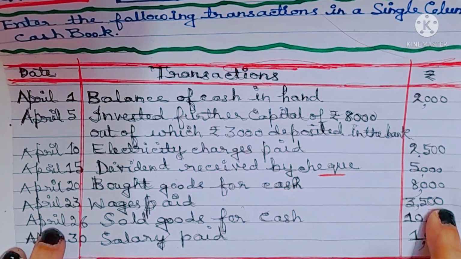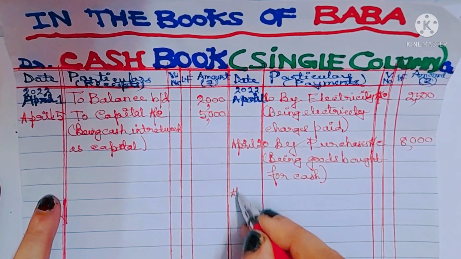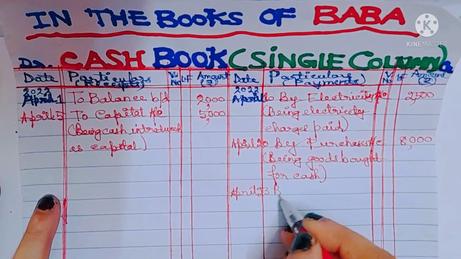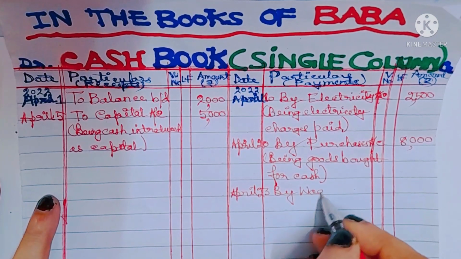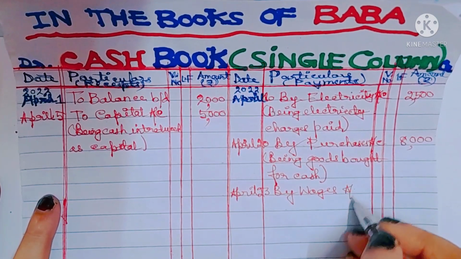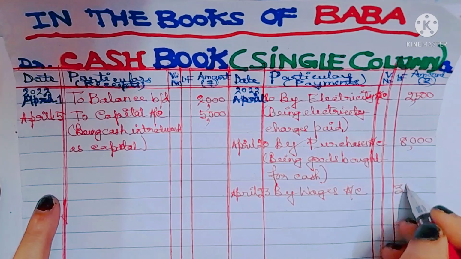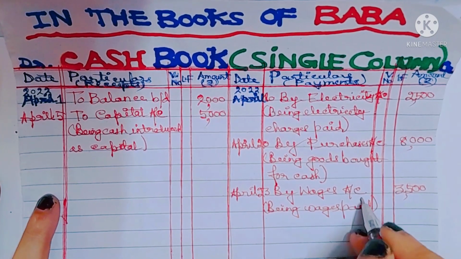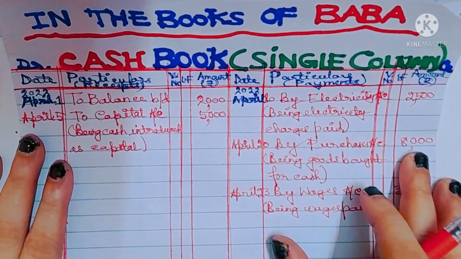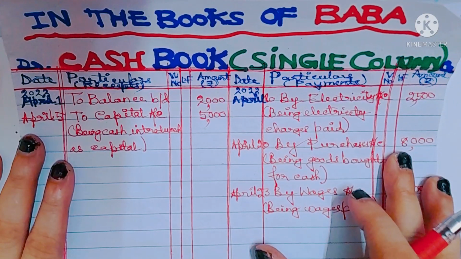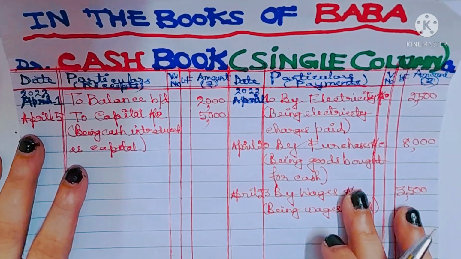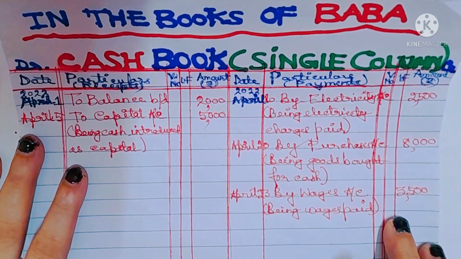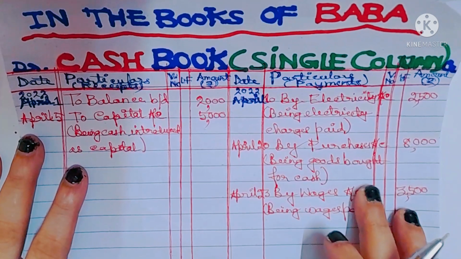So we'll have to write by wages account in the cash book on the credit side 3,500. Okay, so let's write 23rd April, by wages account 3,500, being wages paid. Moreover, cash book is a real account. According to real account, what goes out is credit. Here, when wages are paid, cash goes out from the business.